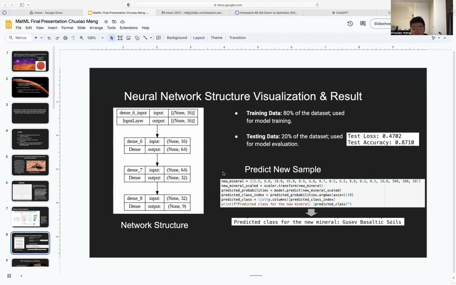So here's an example showing how we use the model to make a new prediction. Suppose we have a new mineral with composition compounds like this. We put the data in the model, and it will predict the mineral category. In this case, for example, the prediction is basaltic soil.